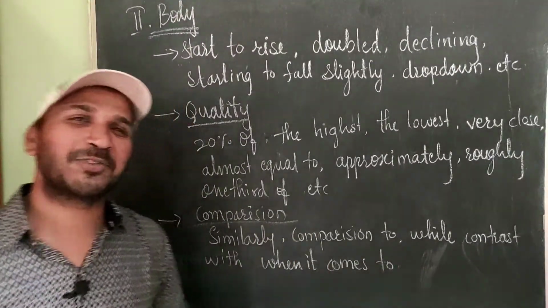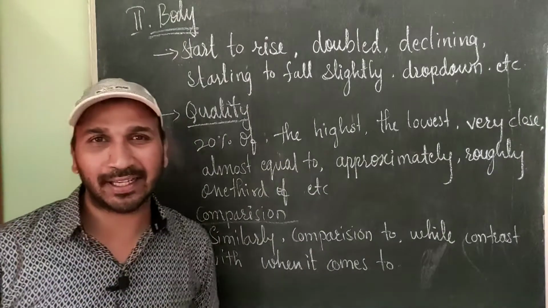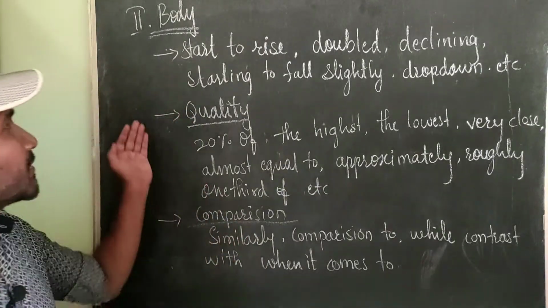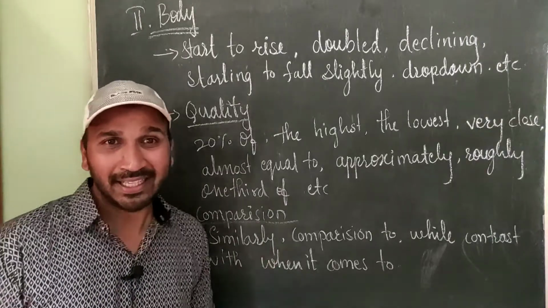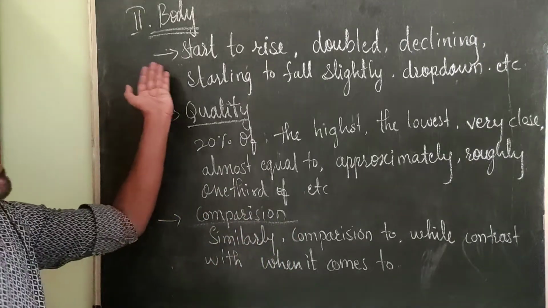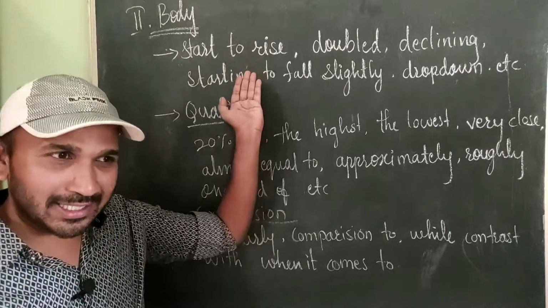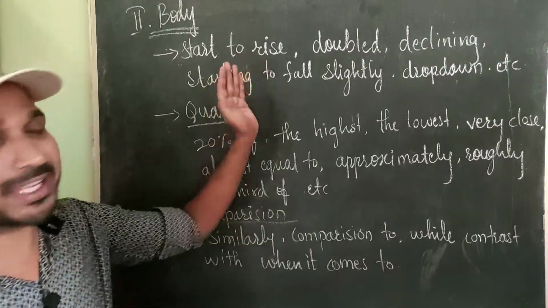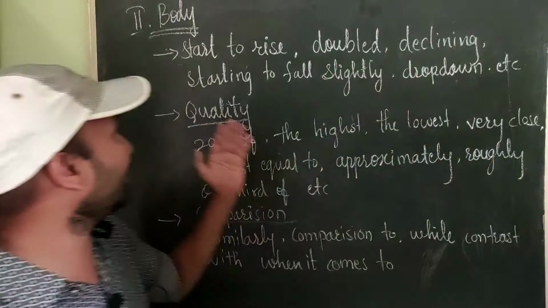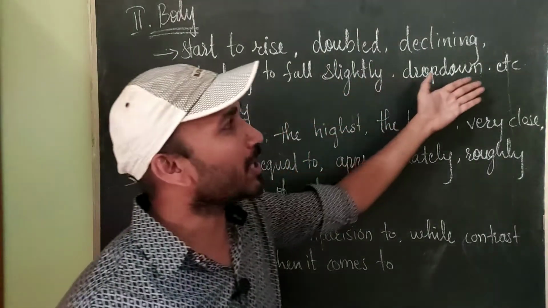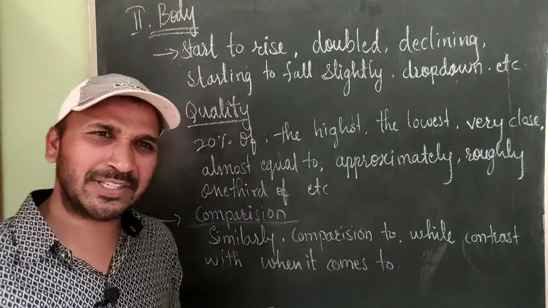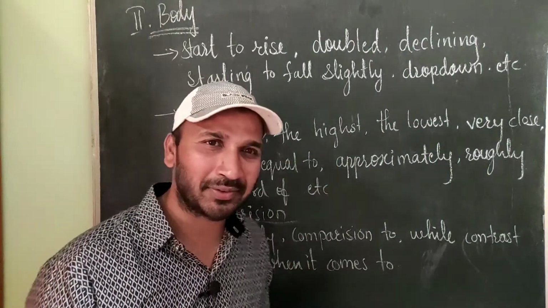Now let's see how to start writing the body of the analytical paragraph. First, what are the words we can use in the body that I have written here. Looking at the data we can say start to rise, doubled, decline, starting to fall slightly, drop down, etc. By using these words we can describe the paragraph.